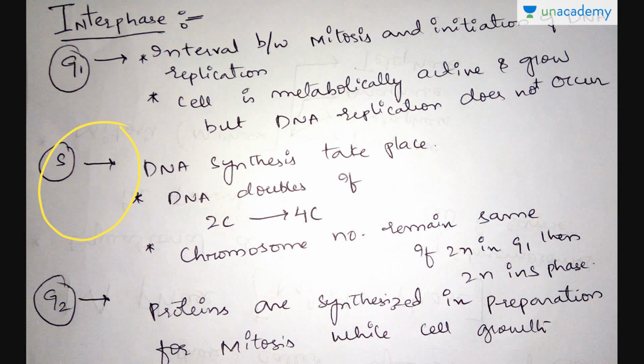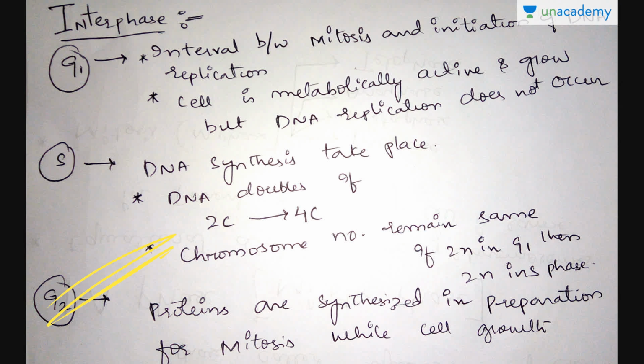In the S phase, DNA synthesis takes place. That means the amount of DNA doubles. If 2C is the DNA present in the initial phase, it becomes 4C. It can be denoted by 2C and 4C. It doubles, but the chromosome number remains the same. If there is a 2N chromosome set in G1 phase, then in S phase the number of chromosomes will be the same, or it will be diploid only.